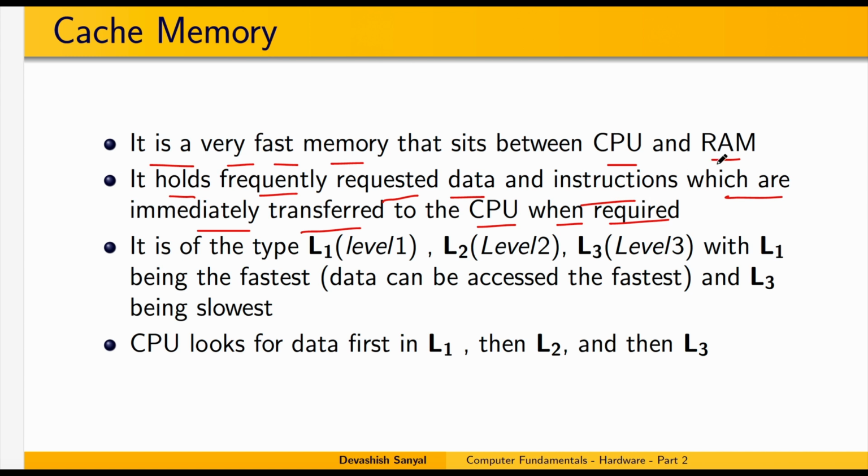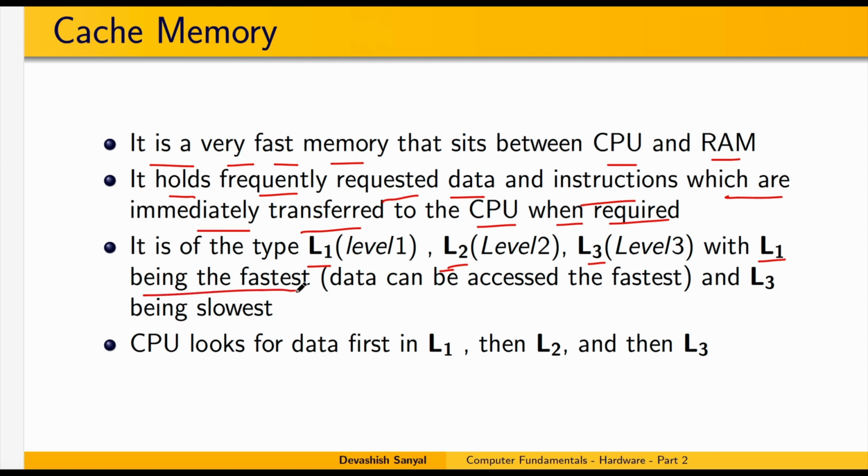To access data in RAM, it requires time, because RAM requires to be refreshed, so data transfer is slow, but in cache memory data transfer is very fast. But the downside is that you cannot store much in the cache memory, whereas in RAM you can store a lot of data. So this cache memory is typically of L1 level, that is level 1, L2 is level 2, and L3 is level 3, with L1 being the fastest.